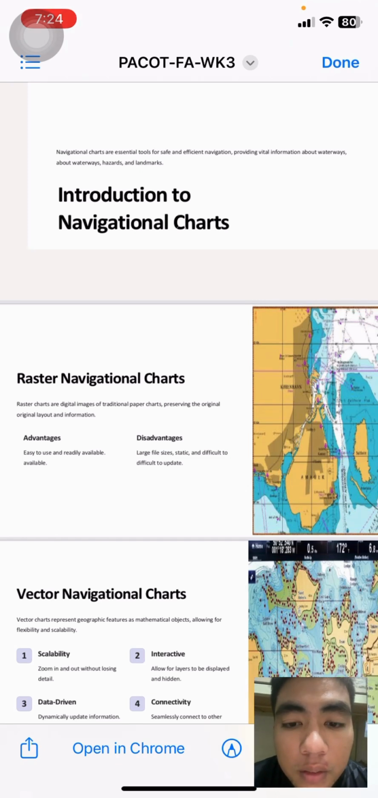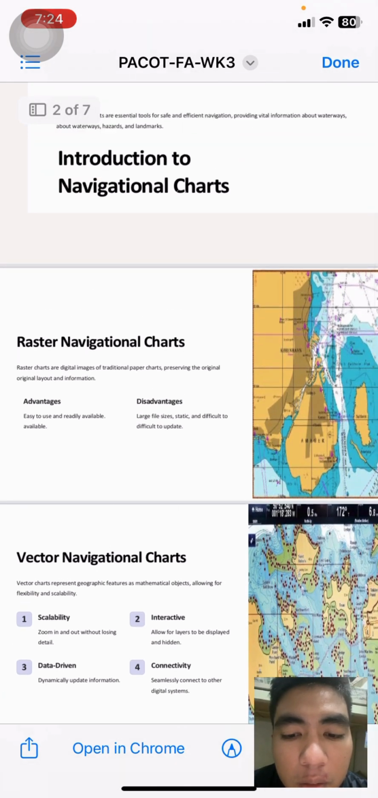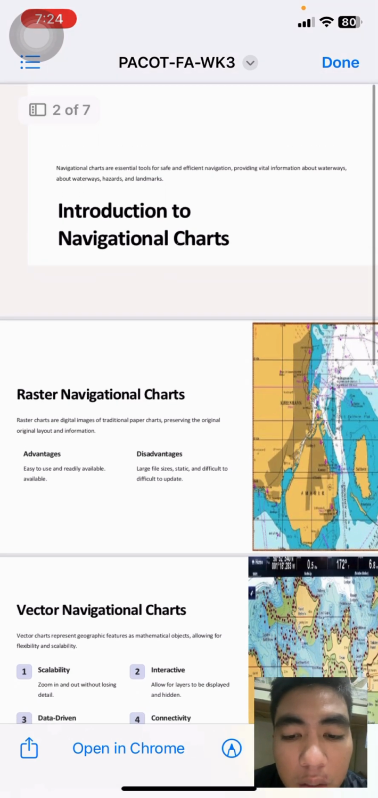For today's video, I'm going to explain the topic on the introduction to navigational charts, which are the raster and vector. I'm going to explain what their differences are and what their uses are that aid navigation. So first, I'm going to introduce the navigational chart.